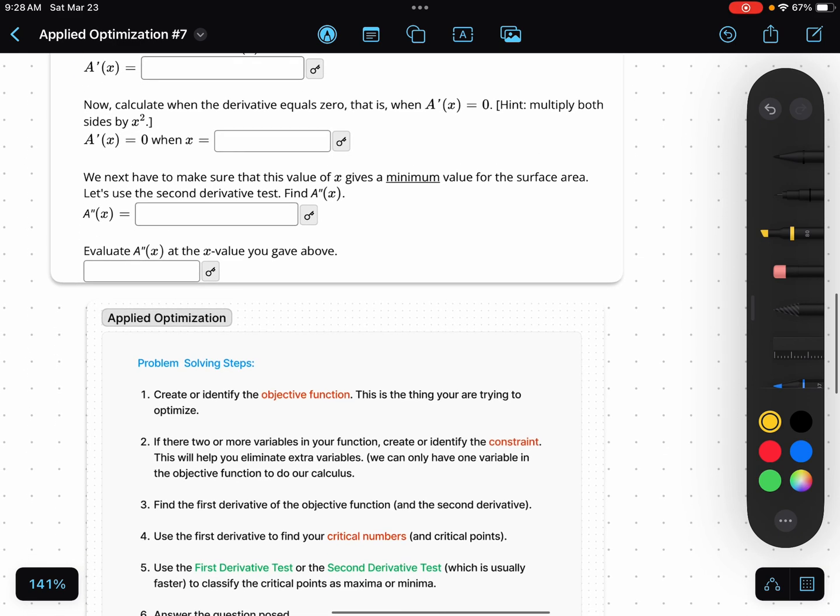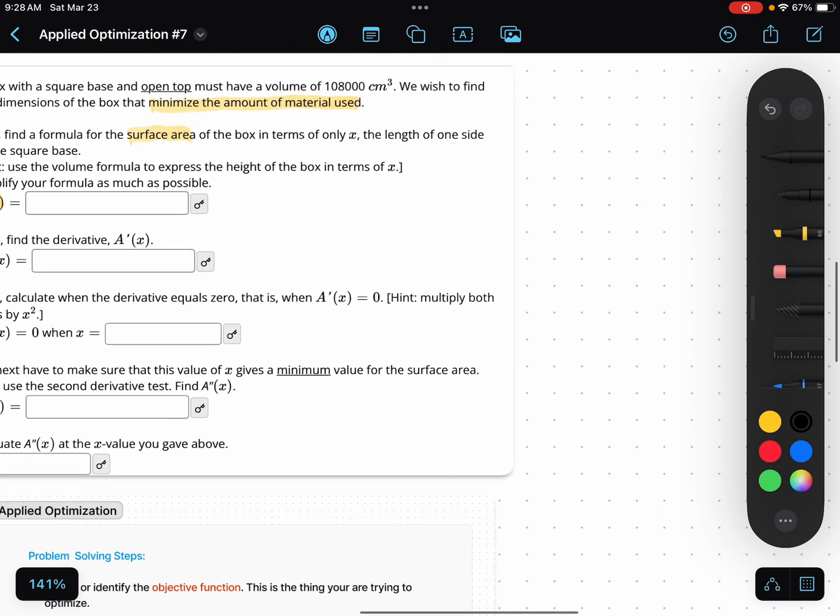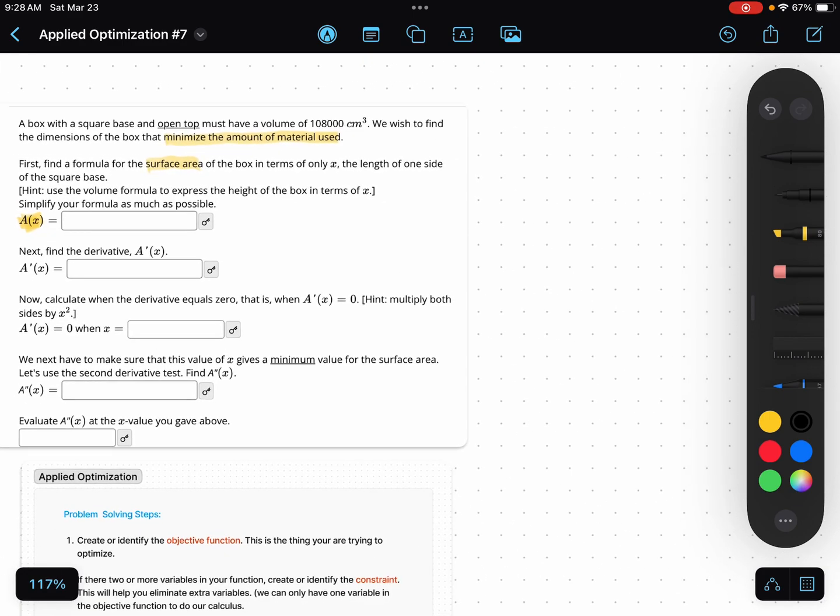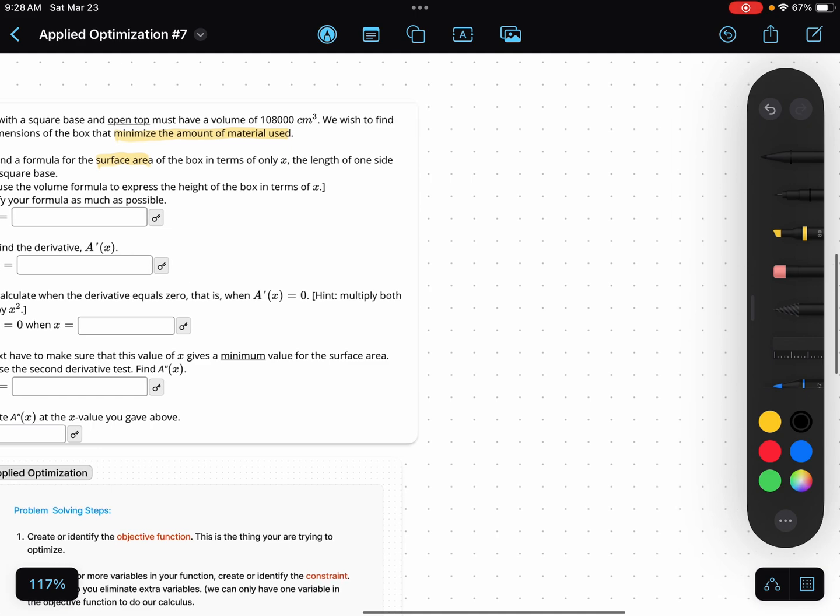If need be, if there are 2 or more variables, we're going to use a constraint to get rid of one of the variables. So let me show you that we are going to need this in this case. Typically what you do when there's some sort of object involved is you try and draw a picture and label it with variables. So in this case, we're working with a box. So the box is going to look something like this. I'm not the greatest artist, but basically it has a square base. That means a square bottom.